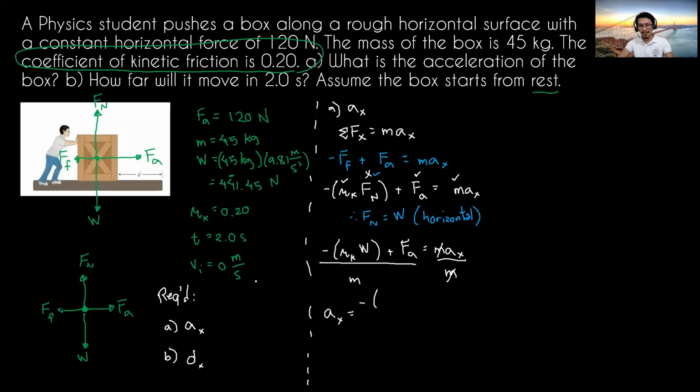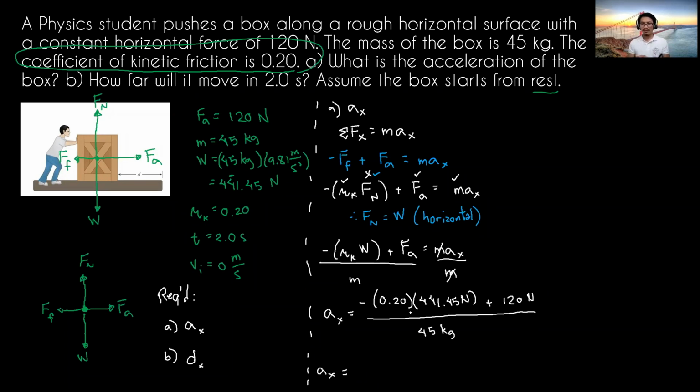Ano yung mu k natin? Our mu k is 0.20 times our weight. What is our weight? 441.45 Newton. Plus, what is our Fa? Our Fa is 120 Newton. Divided by, what is our mass? Our mass is 45 kilograms. Okay, so we can calculate that.